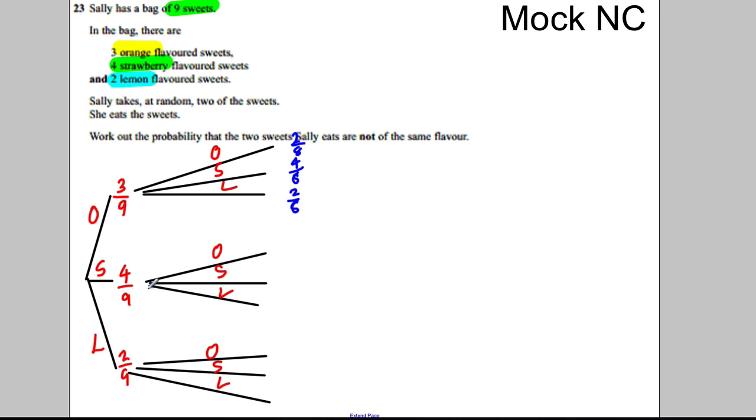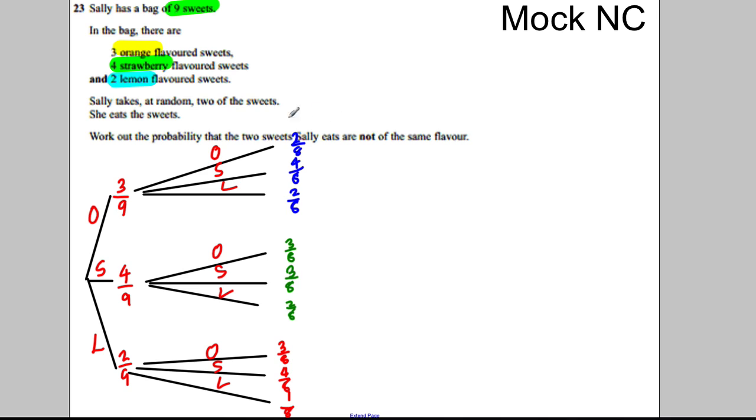The next one, if you took a strawberry, the strawberries have gone down by 1, and the sweets in total have gone down by 1. The oranges haven't changed, they're still 3 out of 8, and the lemons are still 2 out of 8. These again add to 8 out of 8. Lastly, if you took a lemon, the probability of another lemon, well, there's 1 less lemon and it's out of 8, but the strawberries haven't changed, so it's 4 out of 8, and the oranges haven't changed, so it's 3 out of 8. And again, they add to 8 out of 8.